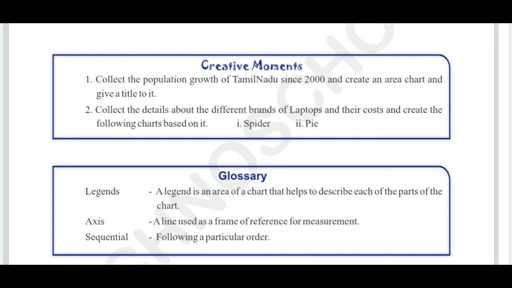Axis, a line used as a frame of reference for a measurement. Axis, if we are using a graph in maths subject. Axis, you know. The legend's meaning, a legend is an area of the chart, an area of a place of the chart, that helps to describe each of the parts of the chart. So these are the meanings in the glossary section.